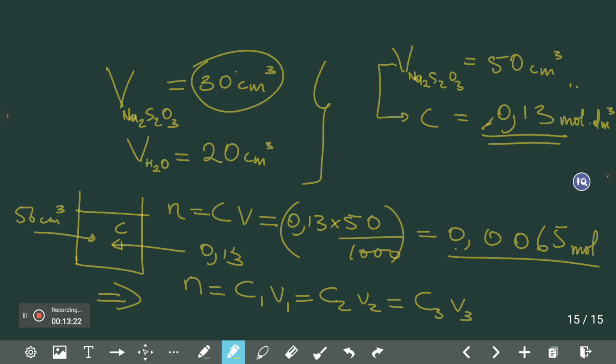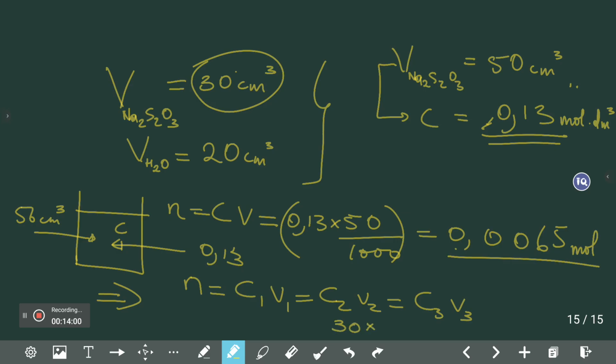The concentration of this in here. No, here I am going to be having this amount. This amount is going to be 30. Then I want to see the concentration. If we have this thing here, it is 0,0065. You get what I'm saying?